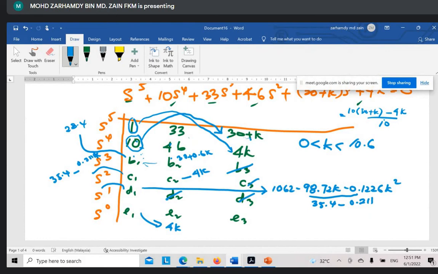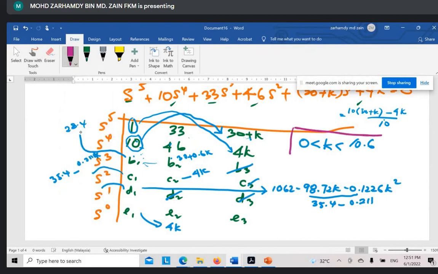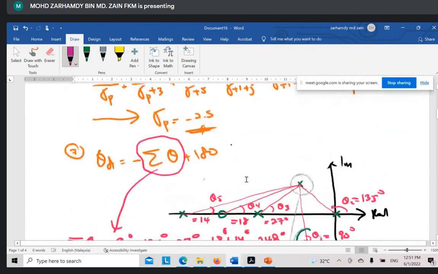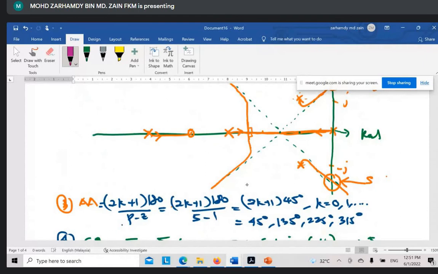Nanti awak kira ni. Okay, later you will try to do some exercise on roof array ni. Okay, today I will show you how to get the point of intersection imaginary. So let's say I assume you understand how to calculate this, and then we need to determine the range of K. So this is the range of K. We have K greater than 0, less than 10/6. So now our focus is to determine this point, the intersection point at the imaginary axis ni.